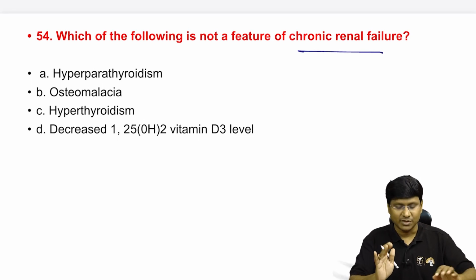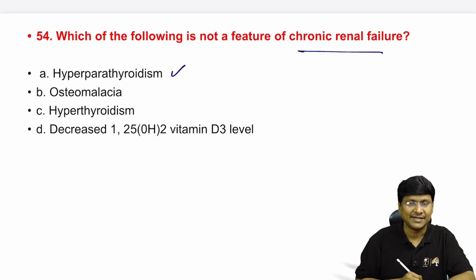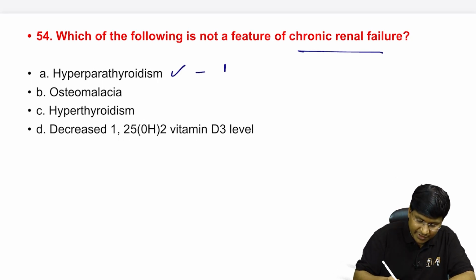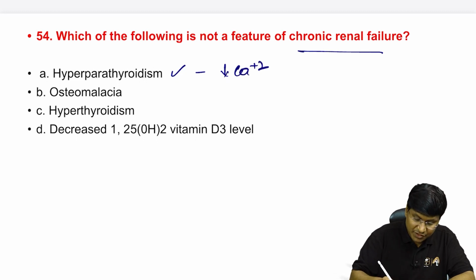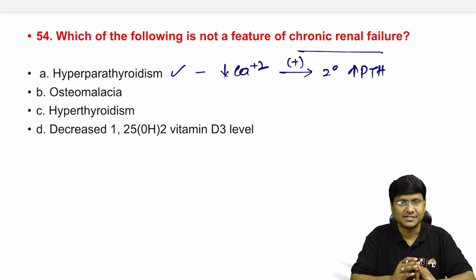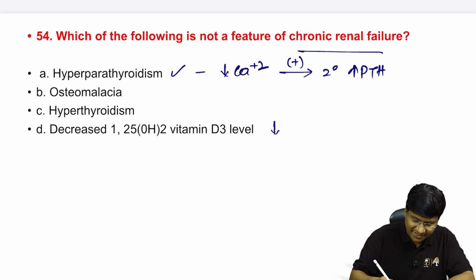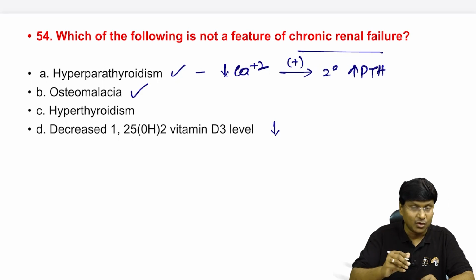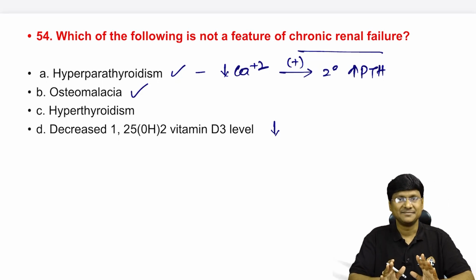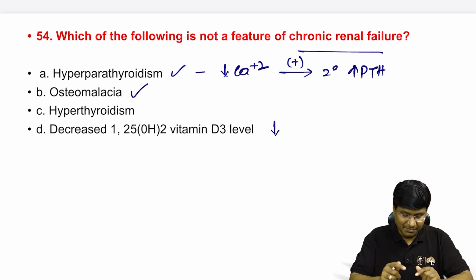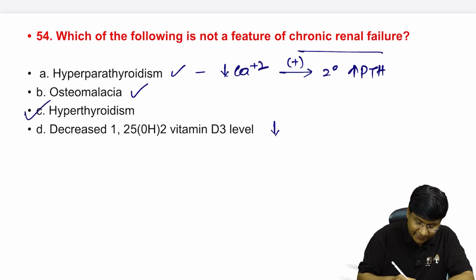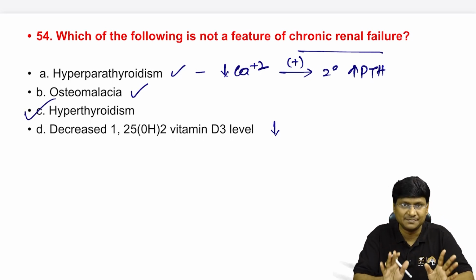So in patients with chronic renal failure, there will be hyperparathyroidism. Why? Because in patients with chronic renal failure, they will have hypocalcemia, and it is the hypocalcemia which will trigger the parathormone secretion. That is, these patients will have secondary hyperparathyroidism. And because of the vitamin D deficiency, these patients will also have osteomalacia, right? And in patients with chronic renal failure, they will not have hyperthyroidism, right?